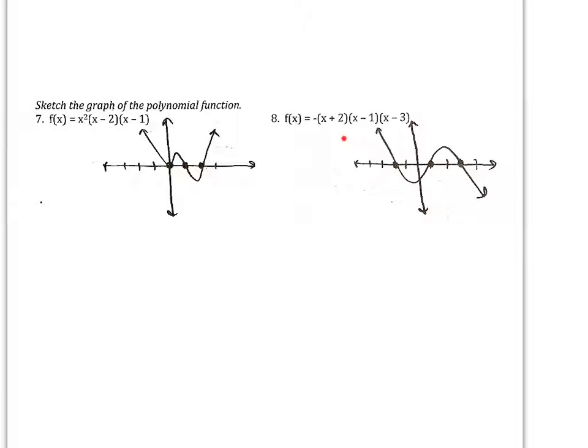8 the same way. There were 3 x's. -2 makes that one 0. 1 makes that one 0. +3 makes that one. There's a negative in the front, which means it's going to go up to the left and down to the right. And because there's no even exponents, everything just passes through.